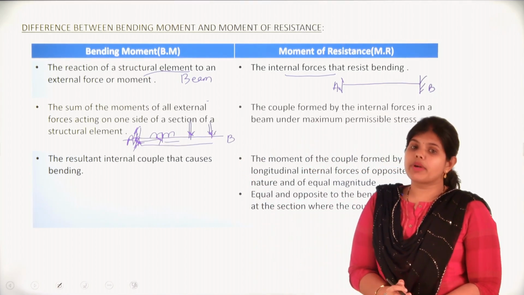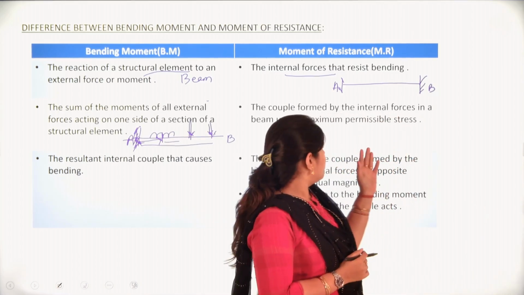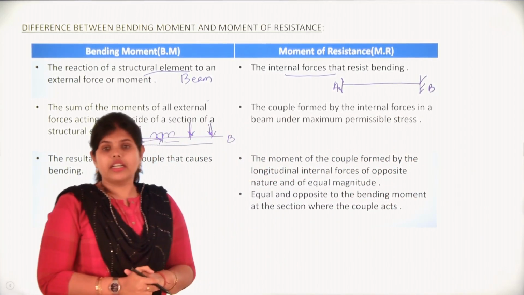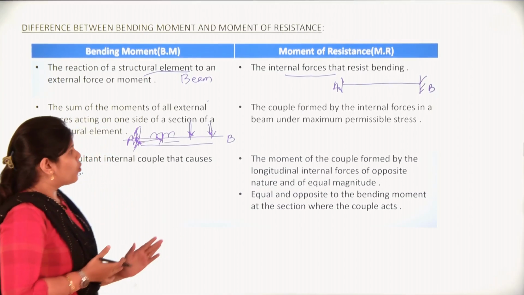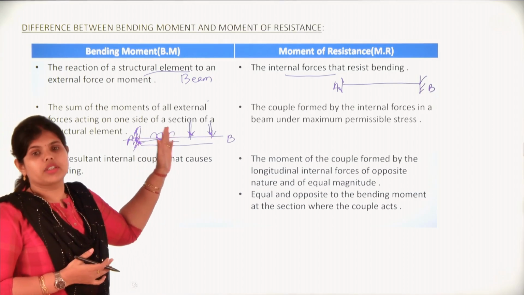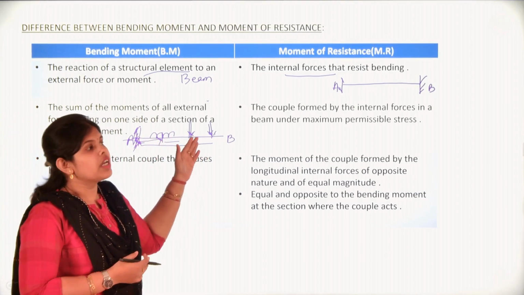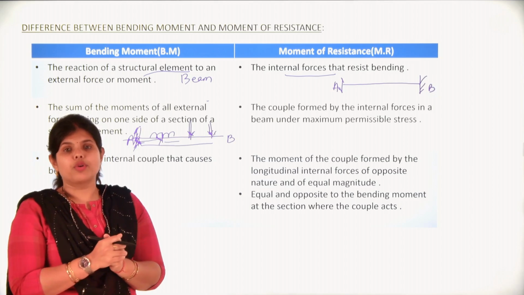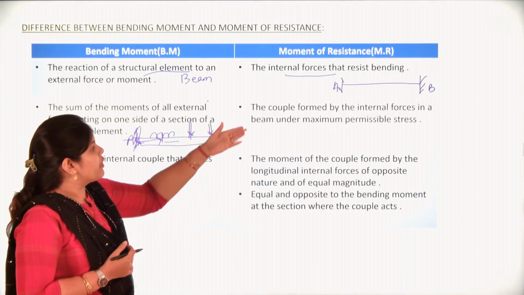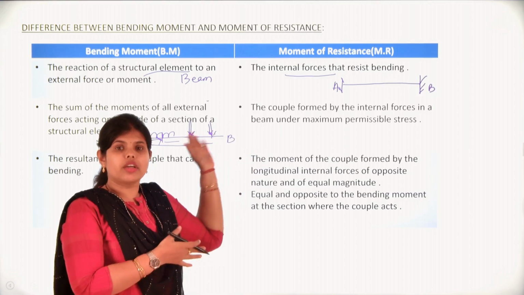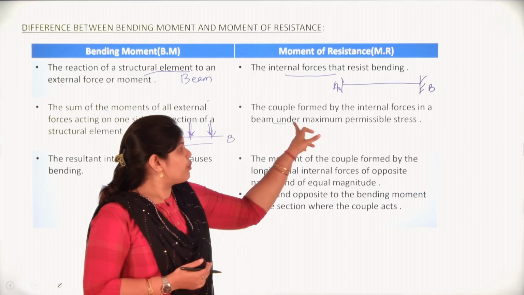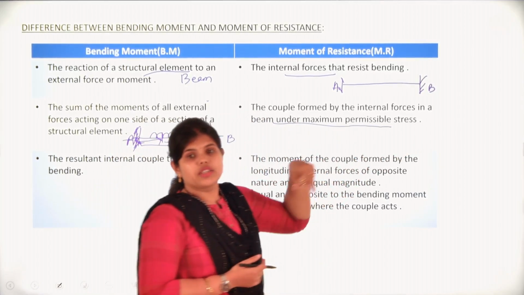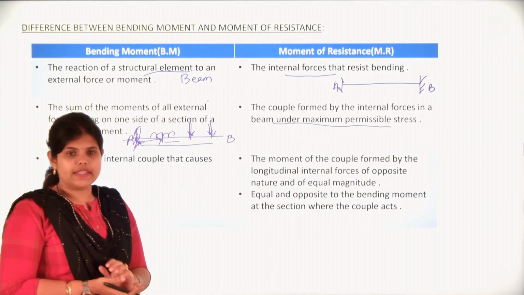Next, what is moment of resistance? It is the couple formed by the internal forces in a beam under maximum permissible stress. When there are lots of external forces, the internal force will form a couple to resist the external force. That couple under maximum permissible stress is your moment of resistance.